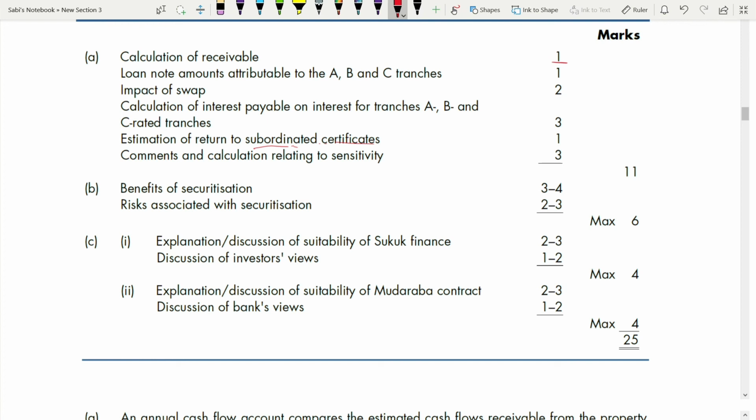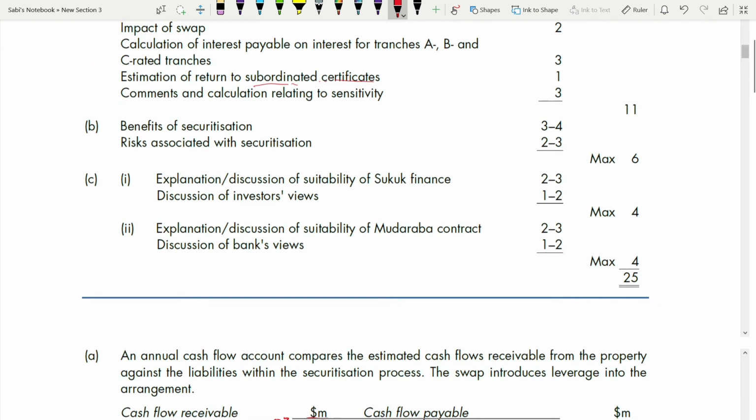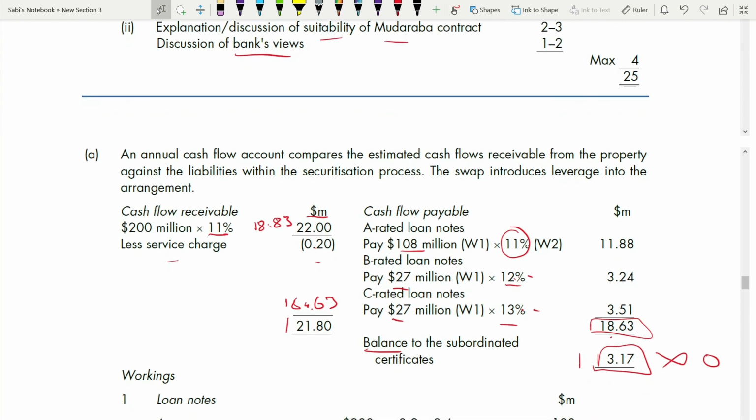Then we have benefits and risks with securitization, 3 to 4 and 2 to 3 marks. Next, we have Sukuk finance, how suitable Sukuk finance is, and discussion from the investor's view. Here the discussion is from the bank's view and also suitability of the Mudaraba contract. Right? And please go through this type of question 2, 3, 4 times, until you know the format and you know what you have to do when this type of question comes, how to calculate the interest rate, right?